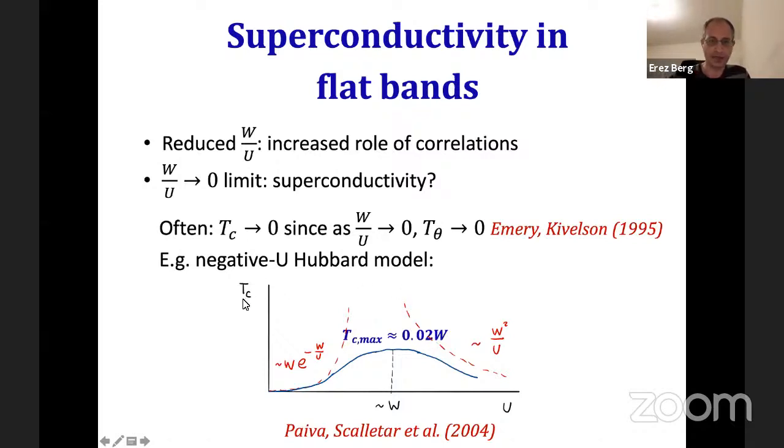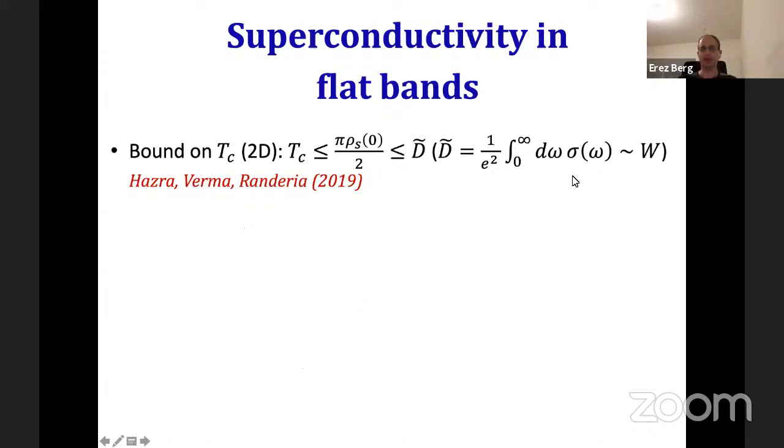Now, this idea that generally you cannot get a Tc bigger than some number times the bandwidth was formalized in a very nice recent paper by Moiré, Rhenderia and company, where they actually proved an upper bound on Tc, written in terms of the bandwidth.